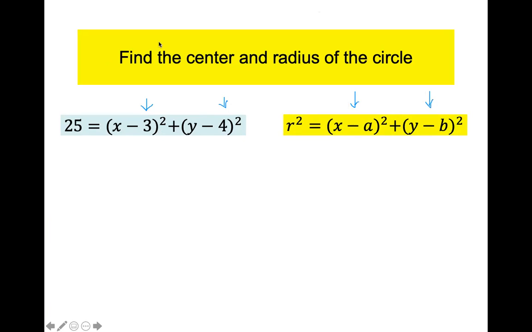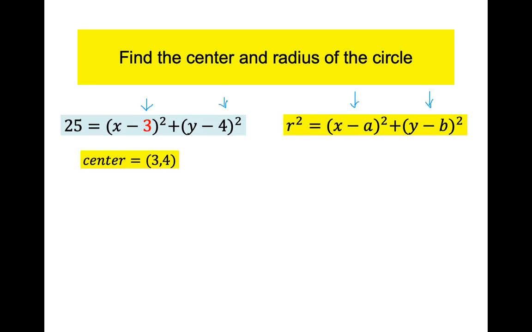So the center is kind of easy. It's at 3, 4, right? 3 is where A is, and the 4 is where B is. So therefore, my center is at 3, 4. Is it really that easy? Oh, yeah, it's really that easy.